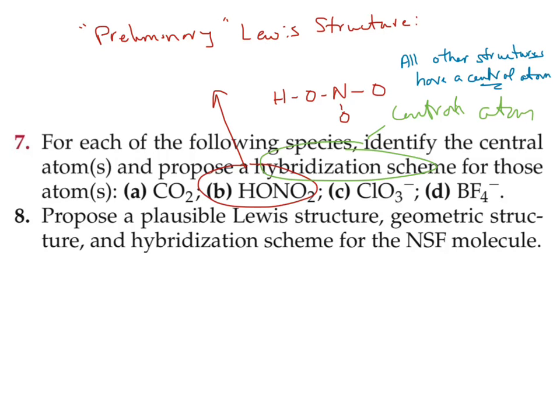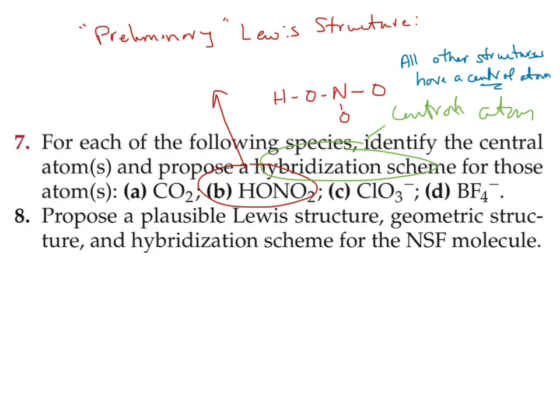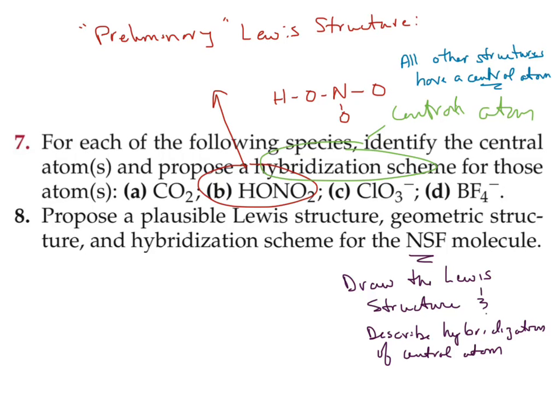Okay, so there's A, B, C, and D. The next one is really similar. Oops, sorry, go back. The next one, the NSF, very similar. I say draw the Lewis structure and describe the hybridization of the atom that's in the middle. By the way, I double-checked my notes. Yes, sulfur is actually between nitrogen and fluorine for that.